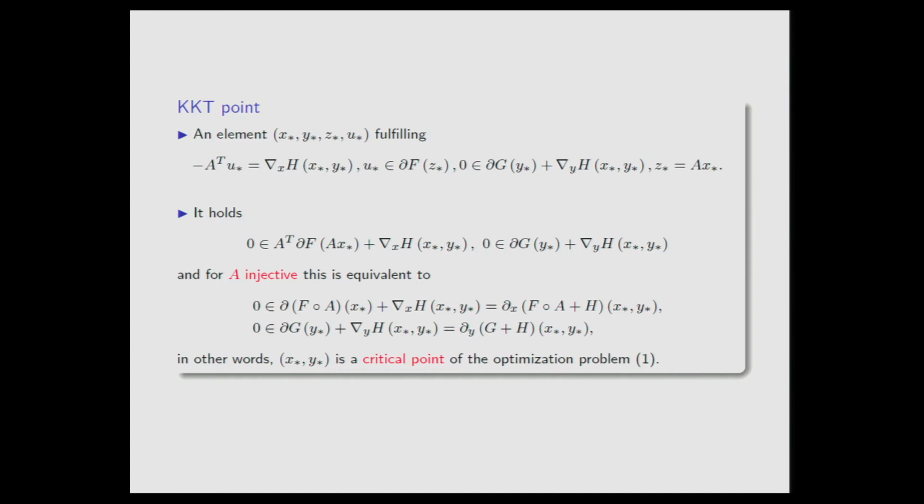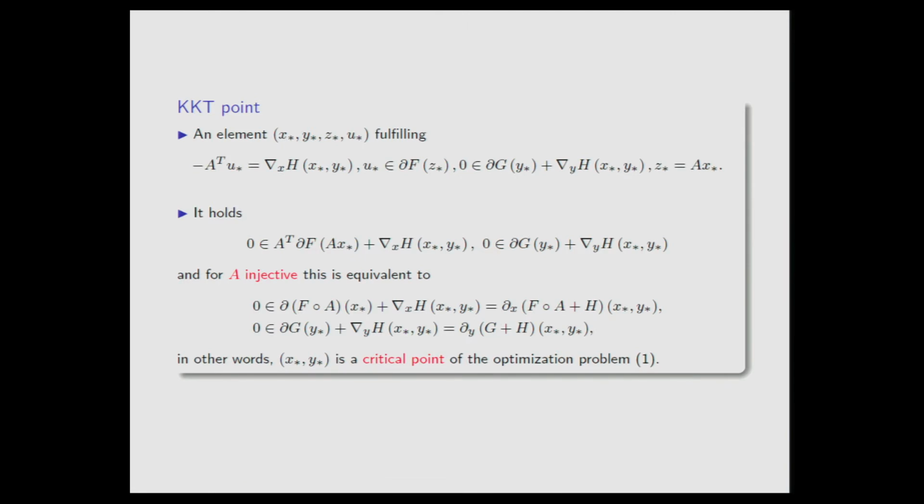Okay, but I'm still happy, even without these assumptions, to know that the sequence which I generate converges to an element which fulfills this system, and this is a KKT point. Of course, even in the smooth case, we may be very far from local minima, but that's life. This is what we are doing in the smooth case too. Okay, good. So this is what we get without any further assumption.